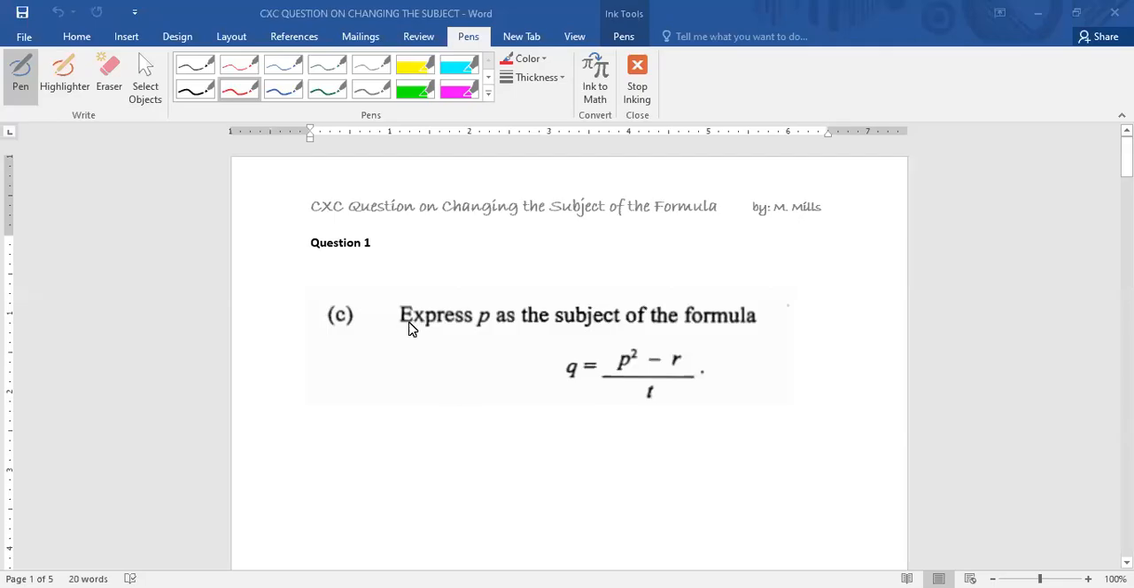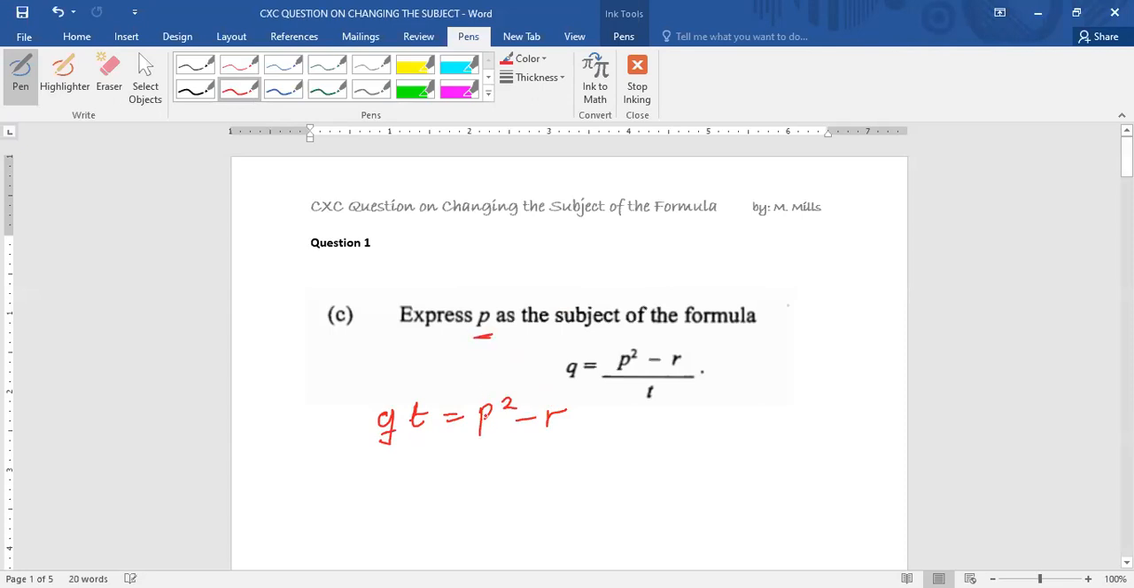Multiply, right? So this is what we are going to get now. We are going to get Q times T is equal to P squared minus R. That's the first thing we do. Now remember that we want to make P the subject.